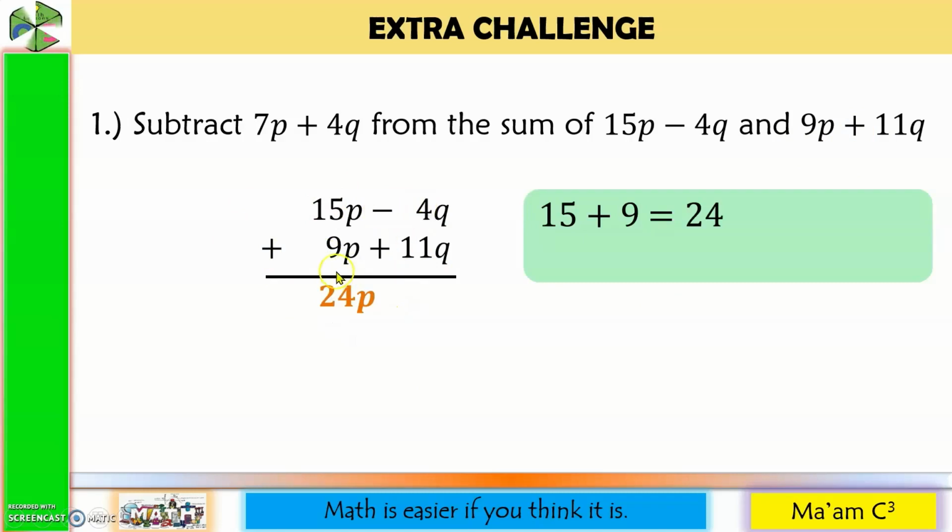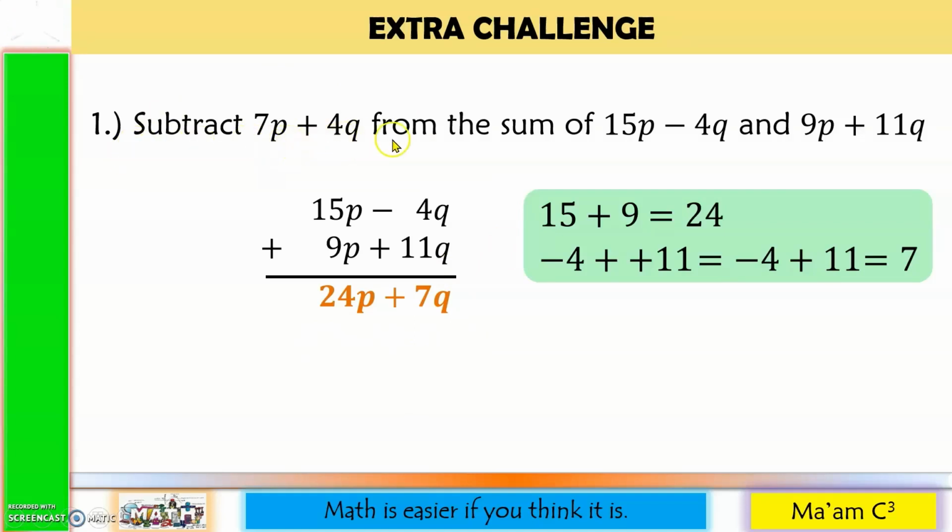And then negative 4 plus positive 11, same signs will become plus, negative 4 plus 11, and this is equal to 7. So plus 7q. But wait, we are not yet done. Remember, we still have to subtract 7p plus 4q. So minus 7p plus 4q.